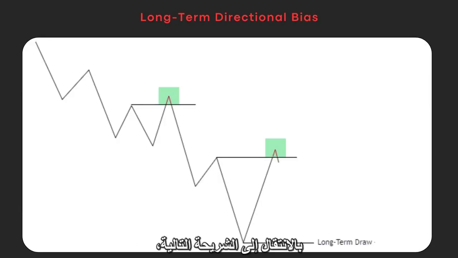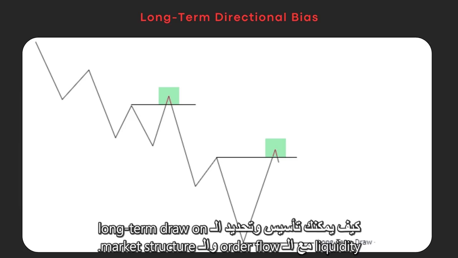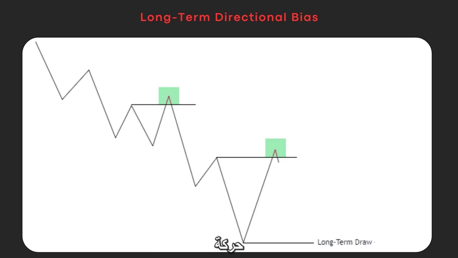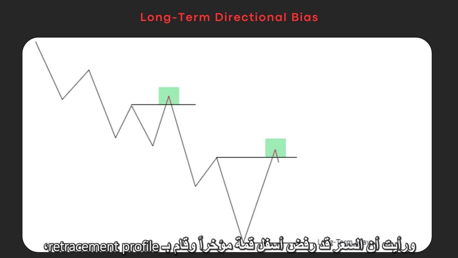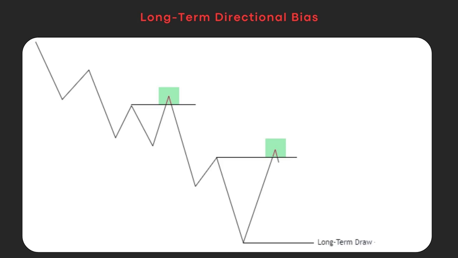Moving on to the next slide. Here's how you can establish and determine long-term drawn liquidity with order flow and market structure, right? This price action could be on any single time frame, it doesn't matter. If you determine the order flow to be bearish and you say that price recently rejected below a high and made a retracement profile and that retracement profile has ended, then the next major down liquidity for that sort of price action would be the low that price formed, right?